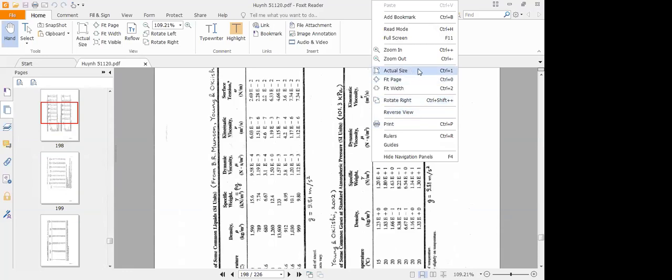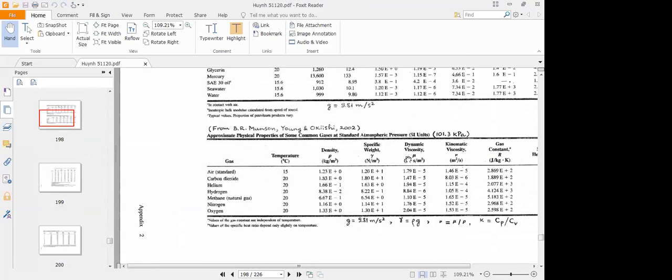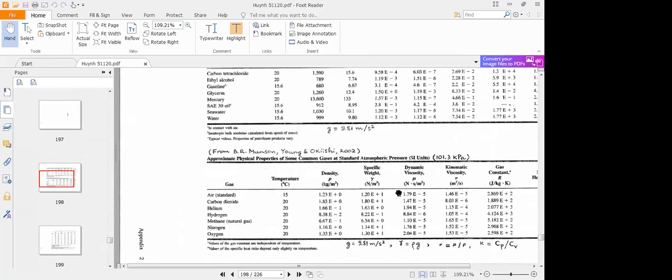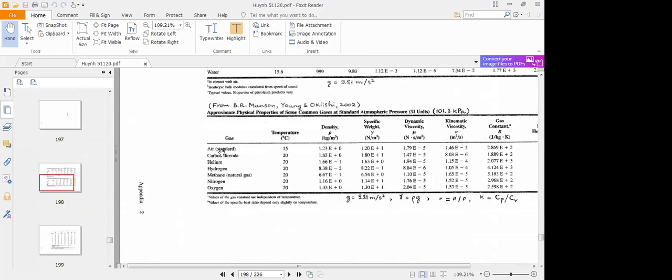Okay, and in the appendix, you have here the standard condition. Here is appendix 2, page 2, standard condition. Okay, density is 1.23. Yeah, you can use 1.23 or 1.225. A small difference. That's okay.